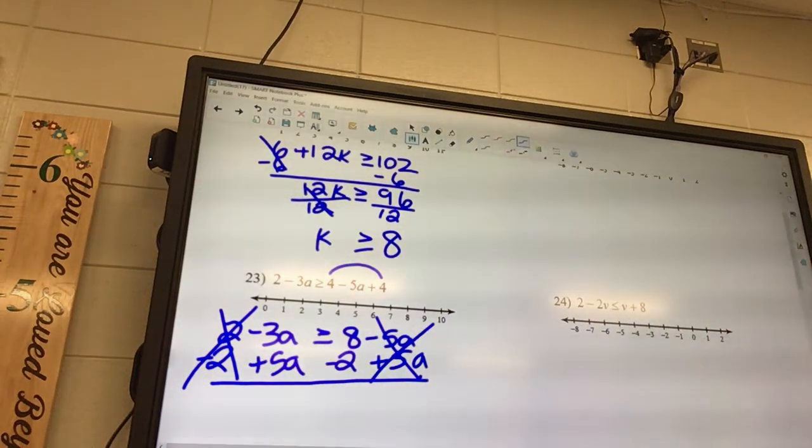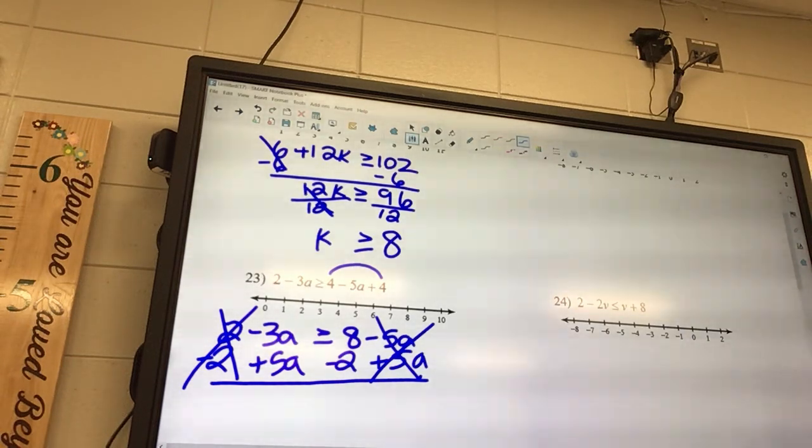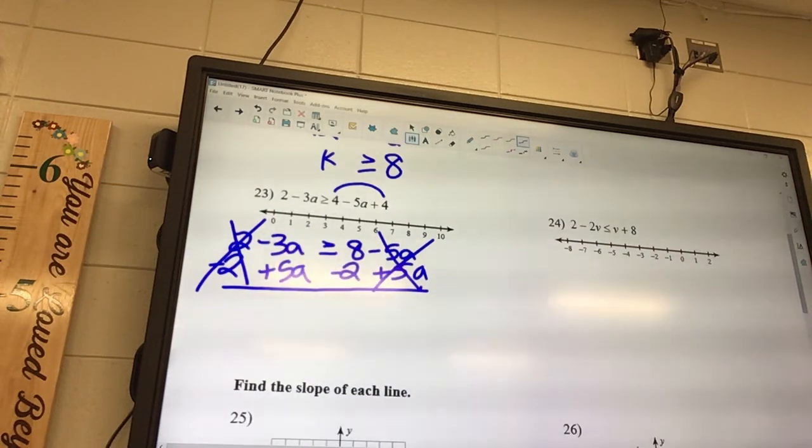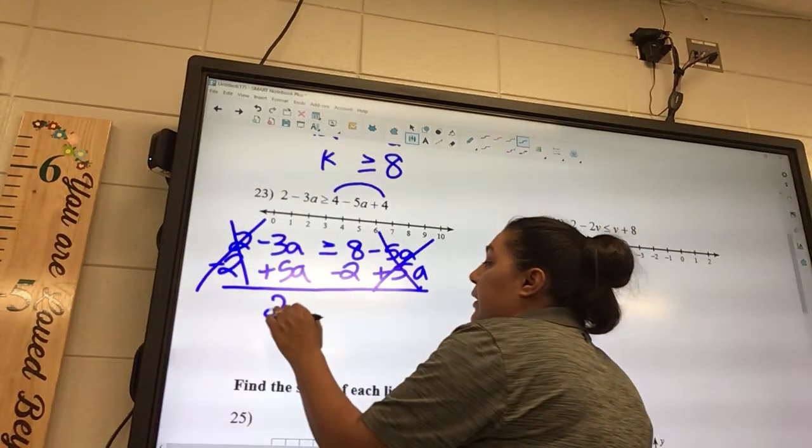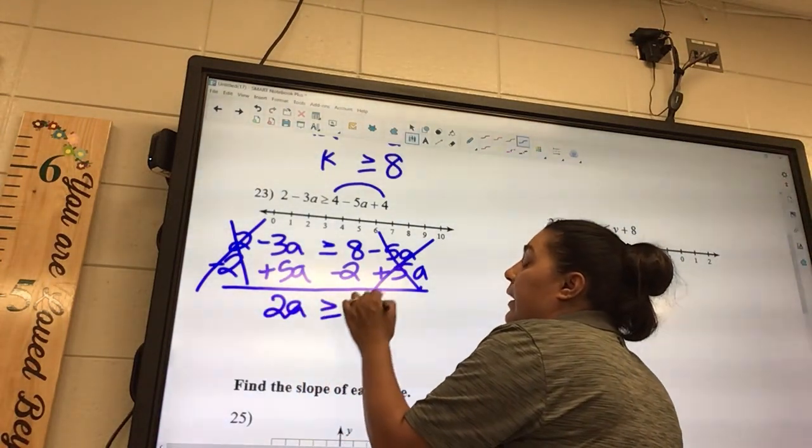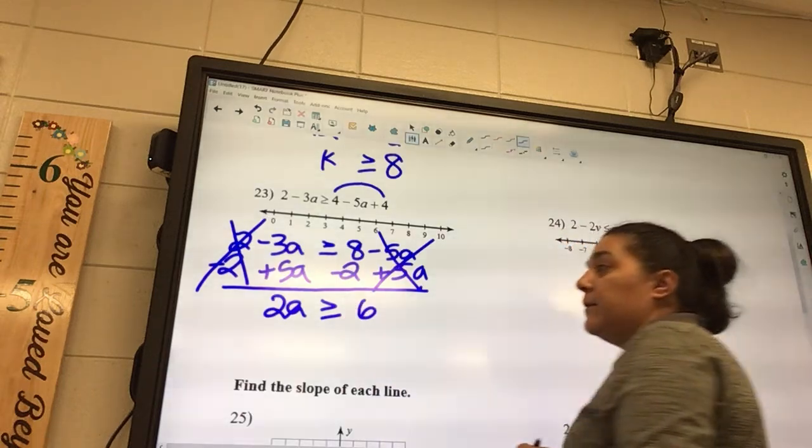Okay, and again, you can kind of roughly see if it's right. You should really definitely have some things canceling on both sides. And that kind of gives you a good idea, as well as if it fits on the graph. So minus 3 plus 5 is going to be a 2a. And then 8 minus 2 is 6.